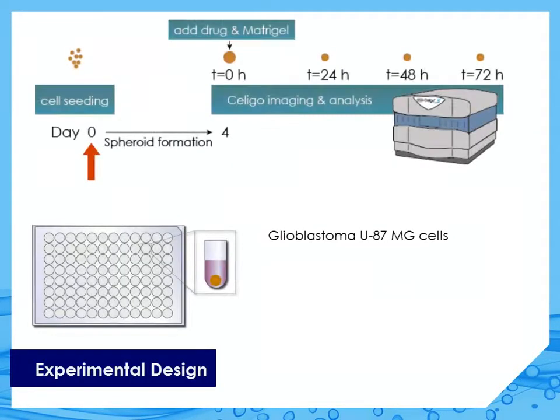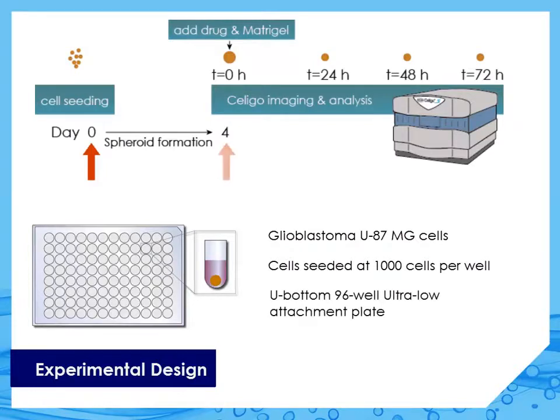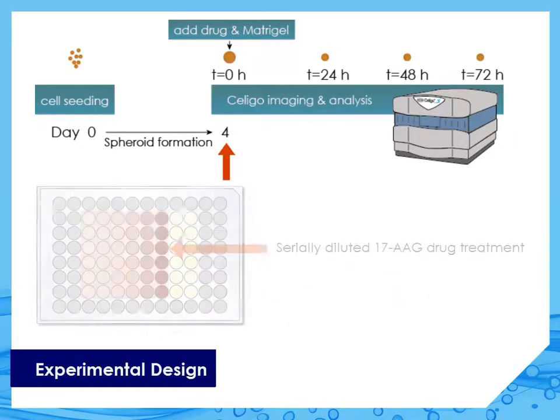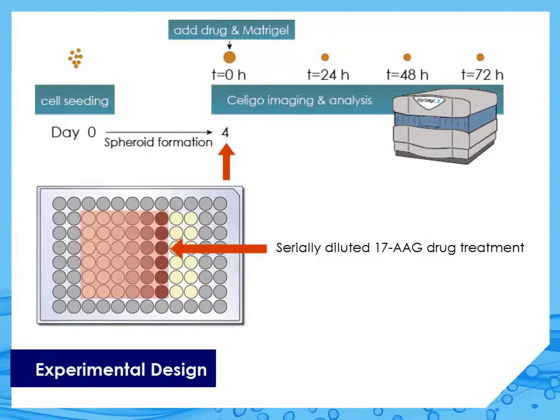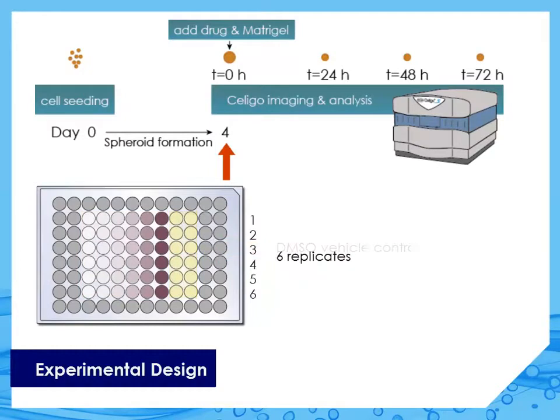Glioblastoma U87Mg cells were first seeded at 1,000 cells per well in a U-bottom 96 well ultra-low attachment plate. Spheroids then were allowed to form over the next 4 days. On day 4, U87Mg spheroids were embedded into Matrigel with serially diluted 17-AAG drug treatment, or DMSO vehicle control. 6 replicates were prepared for each condition. This plate is now ready to be imaged.